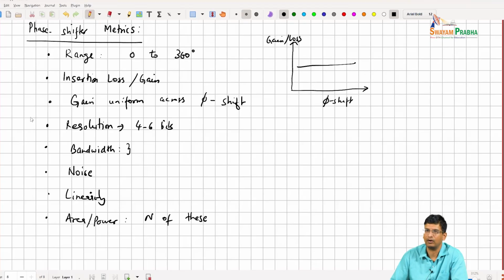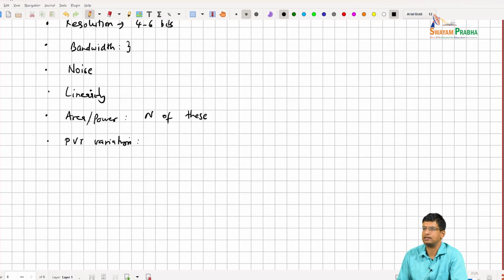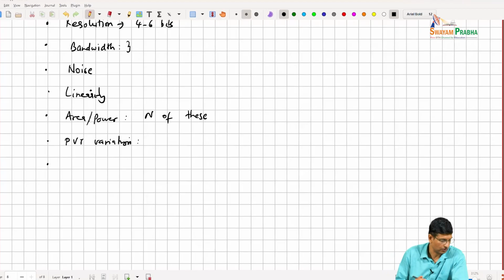So the area and power quickly add up in an array, right? There is PVT variation, because we don't want to calibrate every phase shifter during test. So it should give the same phase for every element and across multiple ICs. But we often also care about relative phase, the phase shift difference between states, because that's what different elements will be at. So we worry about that.